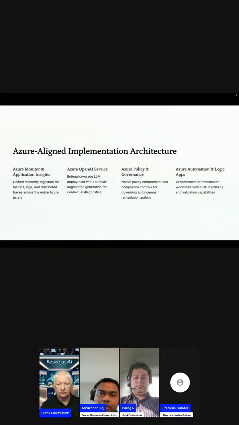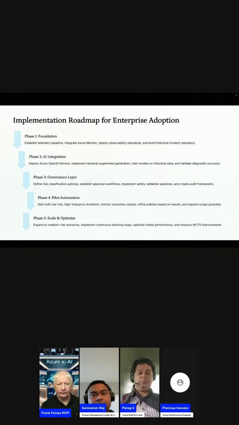And this helps with the orchestration, the overall orchestration end to end, and with validation capabilities. So that is how Microsoft has done at a planetary scale for outages and incident management. And here is an implementation roadmap that any enterprise could also make use of.